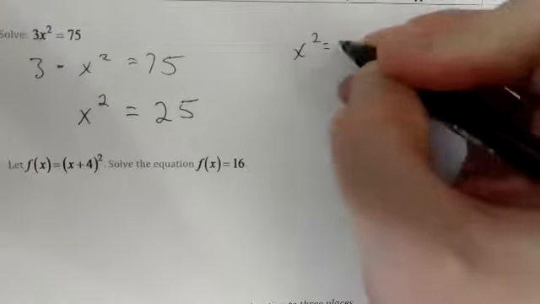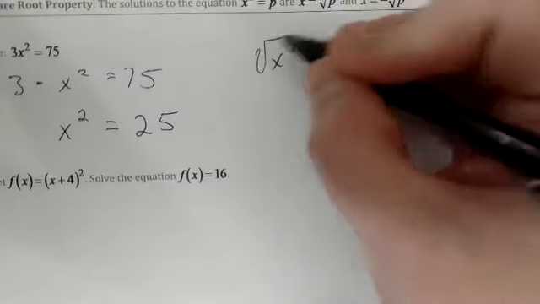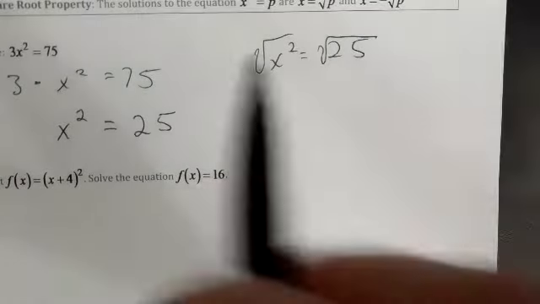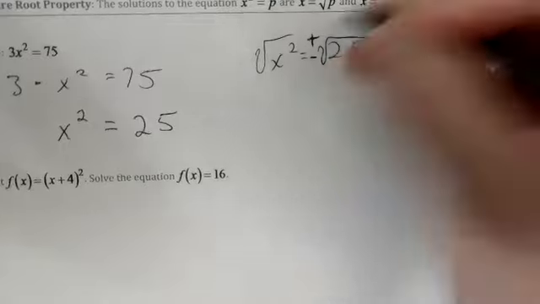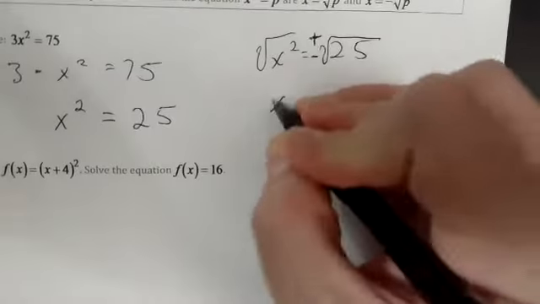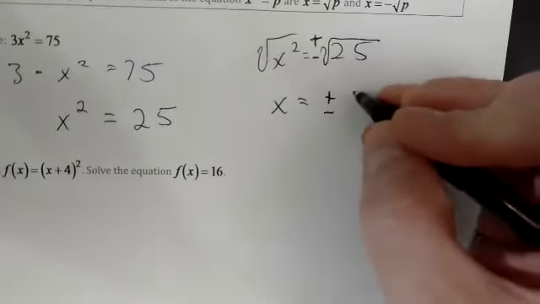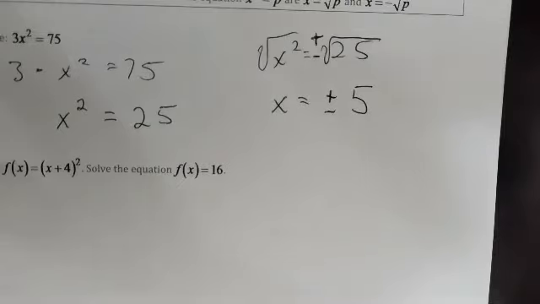So if x squared is 25, I have to take a square root to get to x. But anytime I take a square root of a variable, this is the rule I'm talking about, I have to put plus or minus. So x would be plus or minus, and the square root of 25 is going to give me 5. Okay.